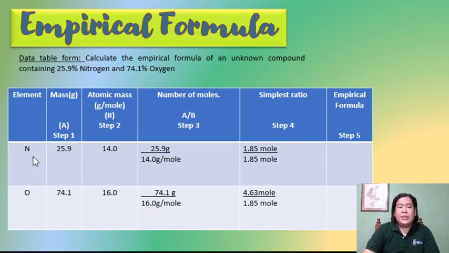So for our elements is nitrogen and oxygen. So the mass is 25.9 and 74.1 grams. So coming from the given dun sa inyong problem, you just simply change the percentage sign to grams. So atomic mass, that is gram per mole. So just consult your periodic table. For nitrogen, we have 14.0 gram per mole, and then for oxygen is 16.0 gram per mole.